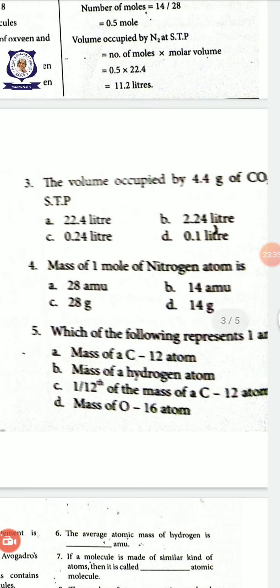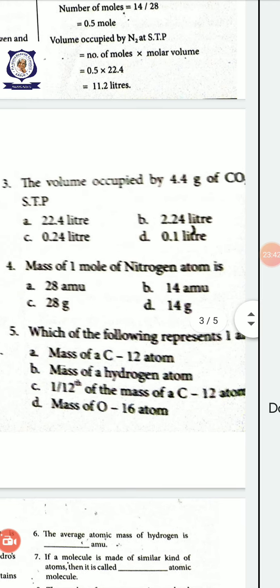Then, mass of 1 mole of nitrogen atom. See, 1 mole means N2. So 28 grams.